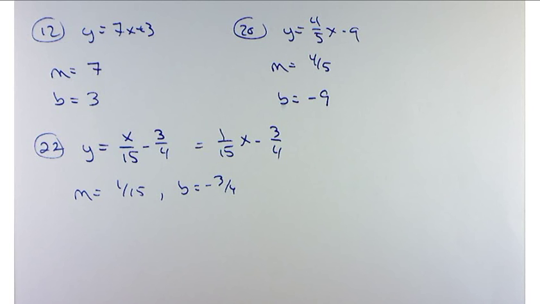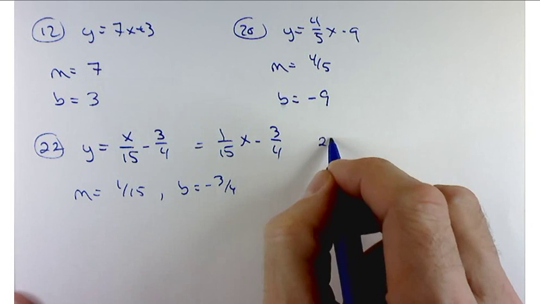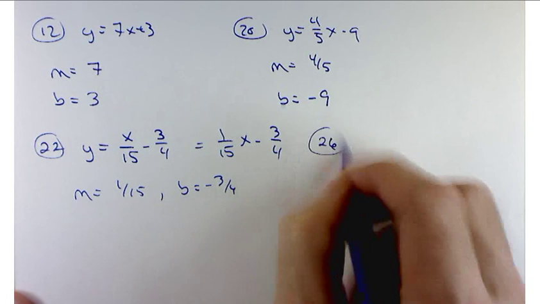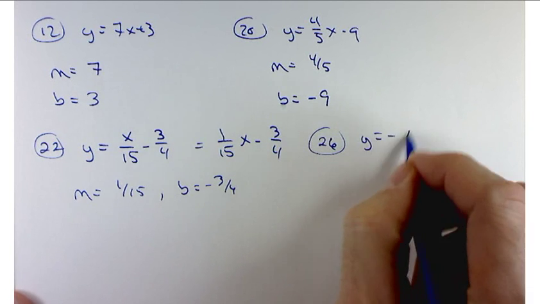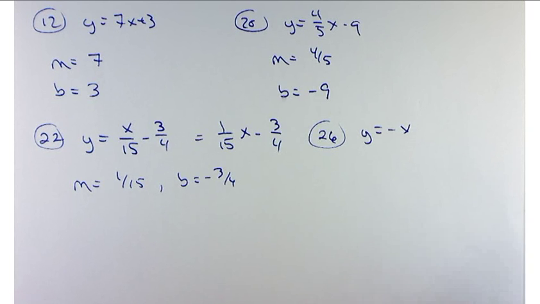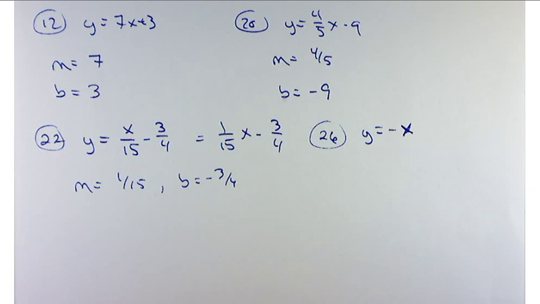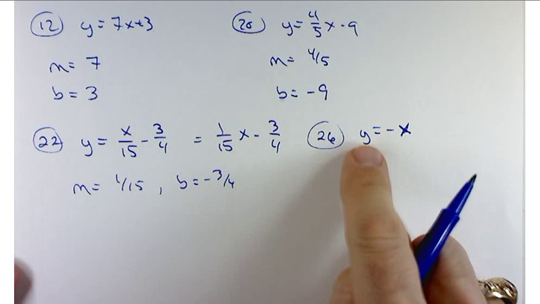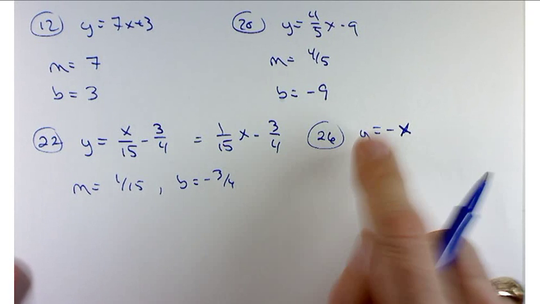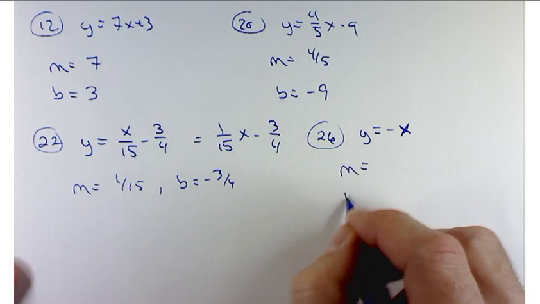Let's try a few more, and the goal is to start trying to introduce some more things to think about. Problem 26. Y equals negative x. A little bit different than the other ones because a couple things are kind of implied. But still, you've got y solved for, right? Y is all by itself, so we can figure out the intercept and the slope.